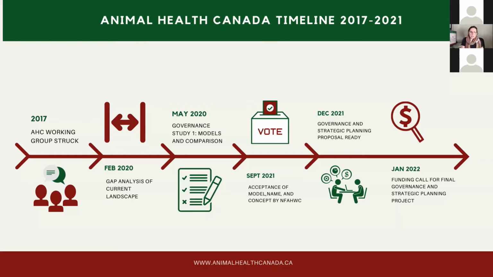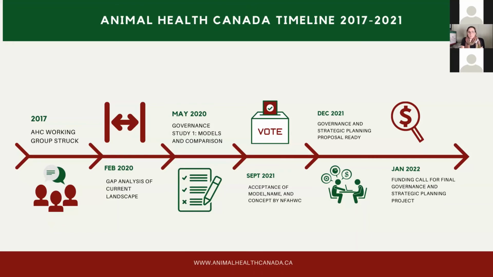So they were really looking around to see what models were out there to be able to adapt and learn from. And out of that came a gap analysis of the landscape of what's out there in animal health and other models that might be present. And then there was also a governance study completed, looking at, again, other models that might be present.